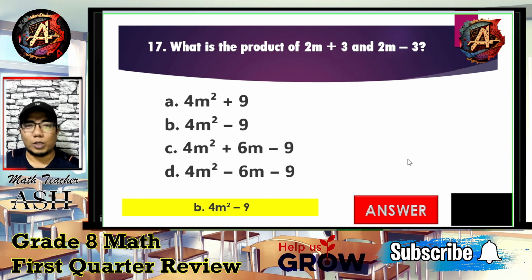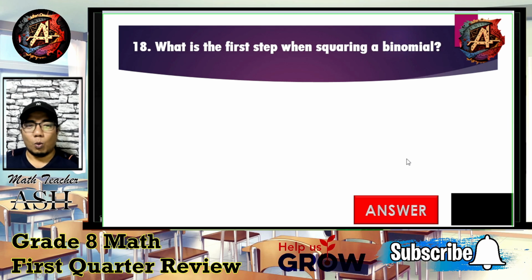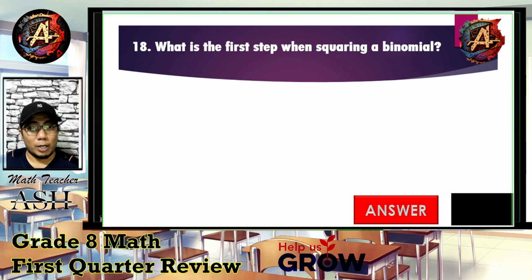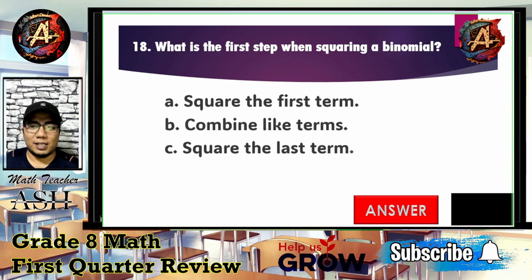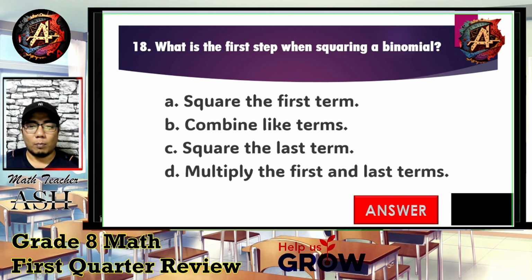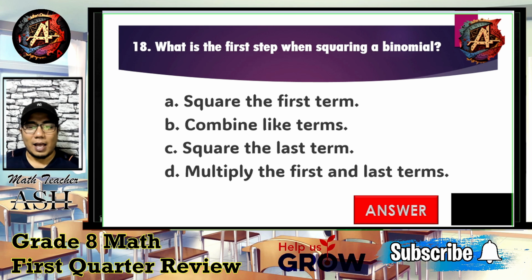Now, let us go to question number 18. What is the first step when squaring a binomial? Is it A, square the first term, B, combine like terms, C, square the last term, or D, multiply the first and the last term? I'll give you 5 seconds to think about your answer.